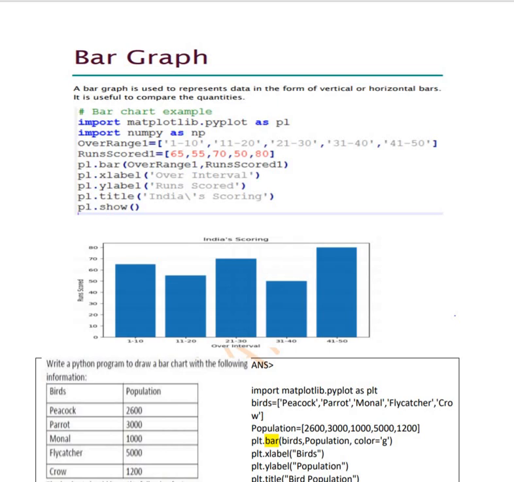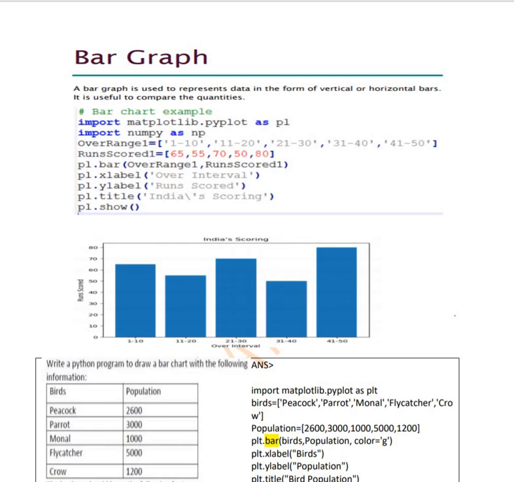Programmatically, the bar function has been called using pl, which is actually the alias for matplotlib.pyplot. We can use any other name as well. pl.bar. The first parameter passed is over range 1. This value will be used to determine the x-axis values, comma, runs scored 1, and this will determine the y-axis and actually the height of each individual bar. For the first value of 1-10, the bar will be at the height 65. For 11-20, the bar will be at height 55, and so on.